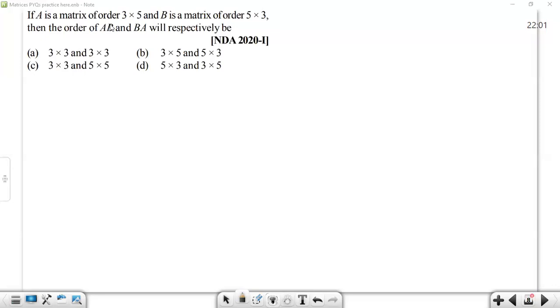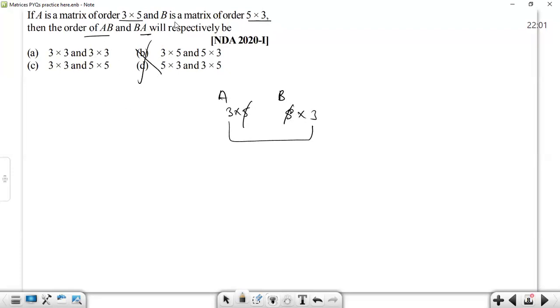So if A is a matrix of order 3 into 5 and B is a matrix of order 5 into 3, then the order of AB and BA, we only have to talk about the order. So let's write A is having 3 into 5 order and B is having 5 into 3 order. 5 and 5 are common, 3 by 3 is left. So AB matrix will be of 3 by 3 order. So the B and D options are cancelled.